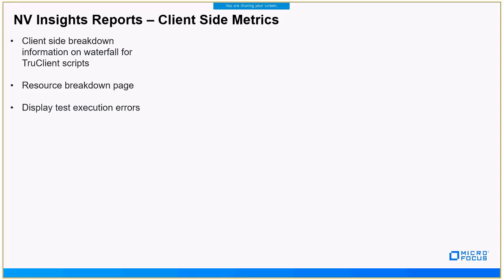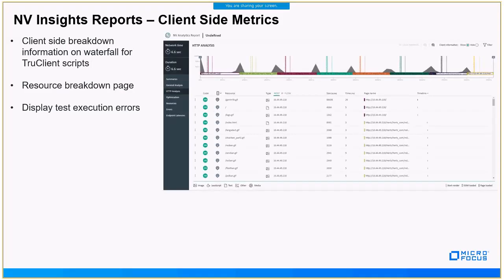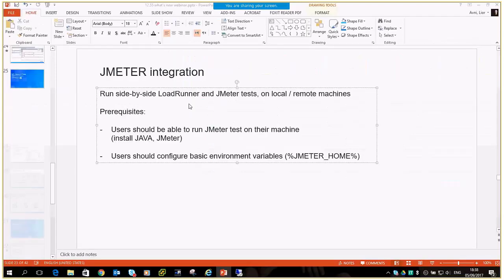Last, but of course not least, controller and analysis innovations. In controller, we've improved, rejuvenated, I would like to say, the NV Insights report, both in ViewGen, of course, and in controller, adding client-side breakdown information on the waterfall for TruClient scripts, a resource breakdown page, and displaying test execution errors. Let me show you the new report.